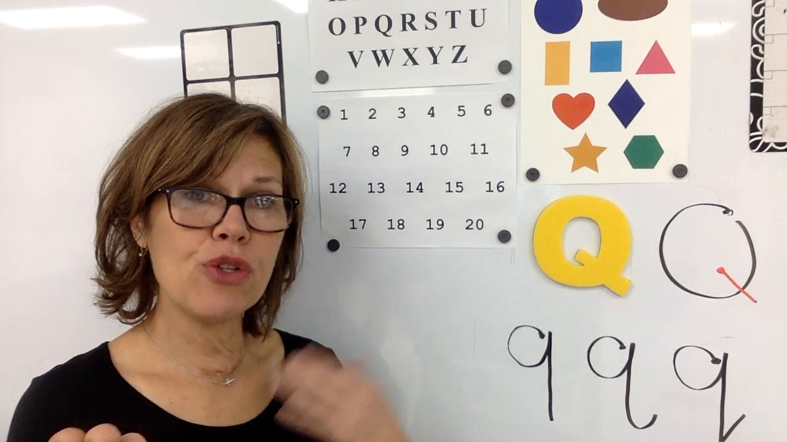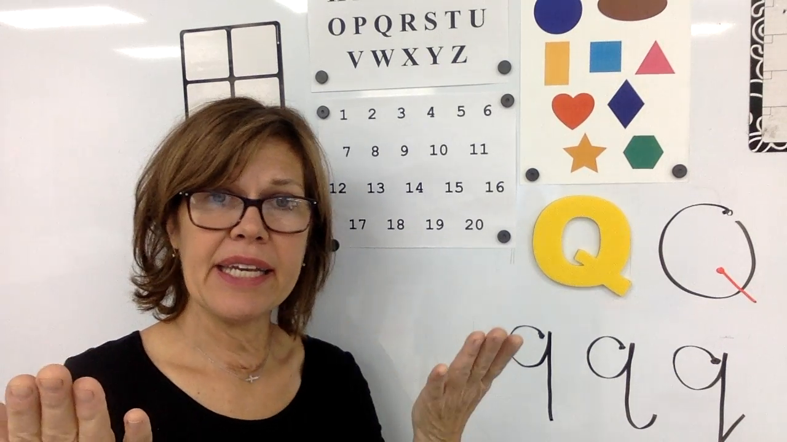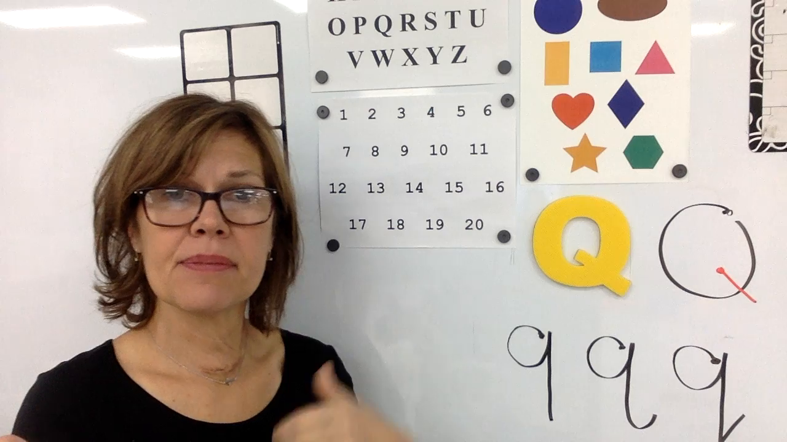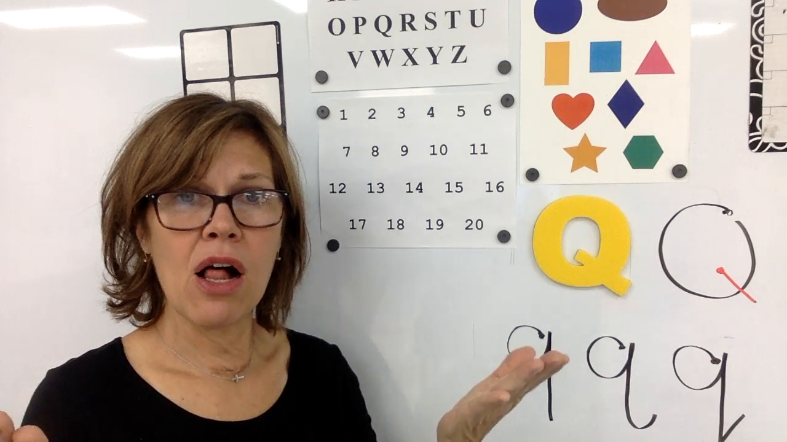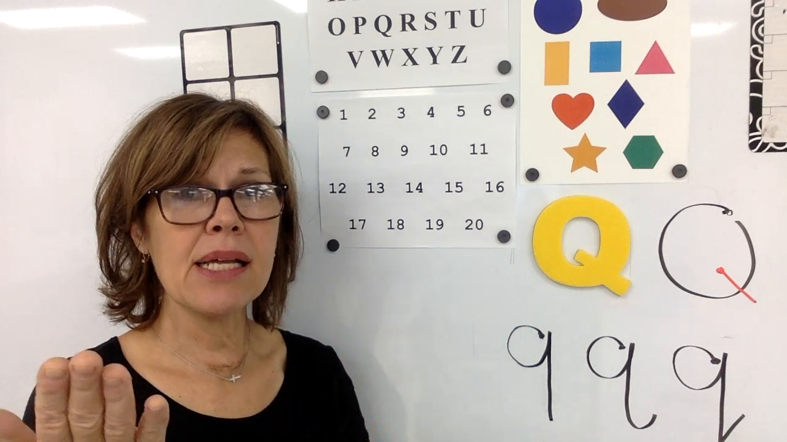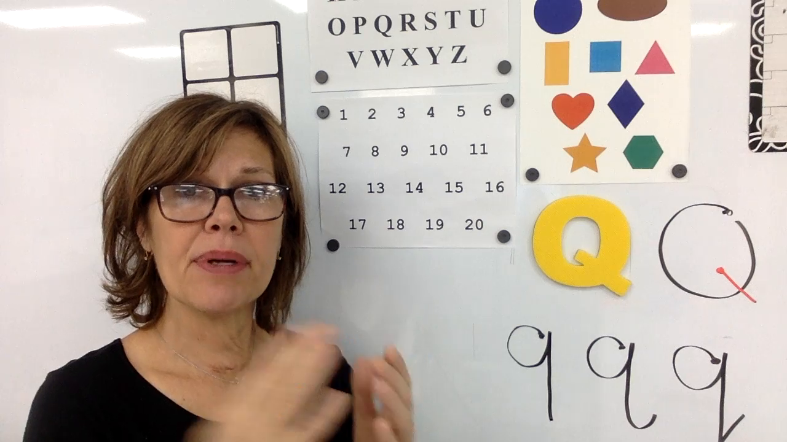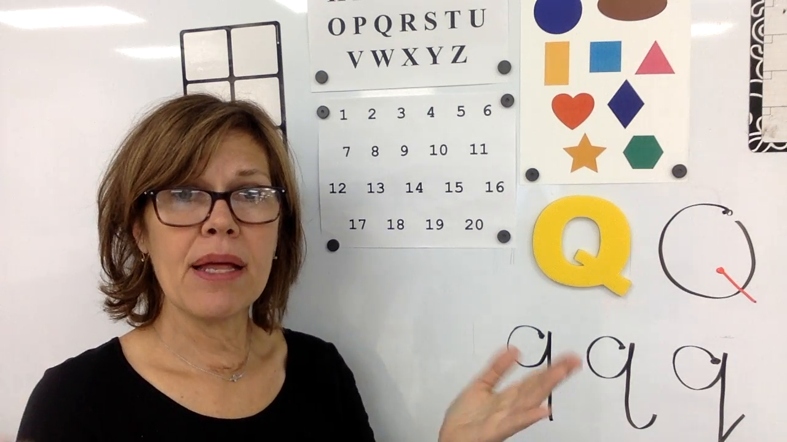All right, now we'll take 2 sounds, put them together to make a word. Qua, een, queen. Ba, all, ball. Ta, op, top. La, ip, lip.